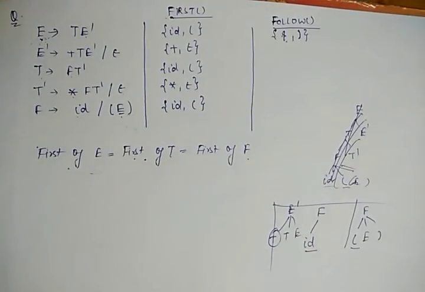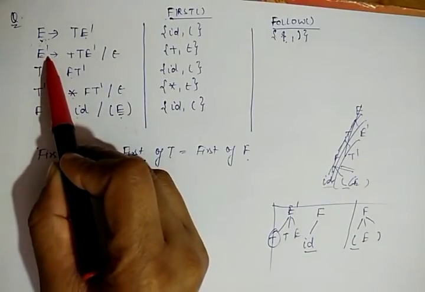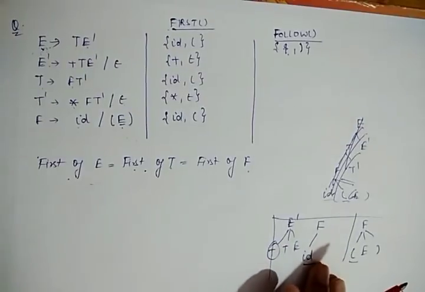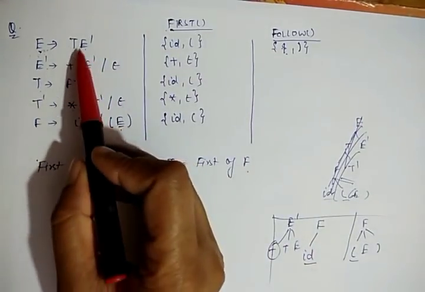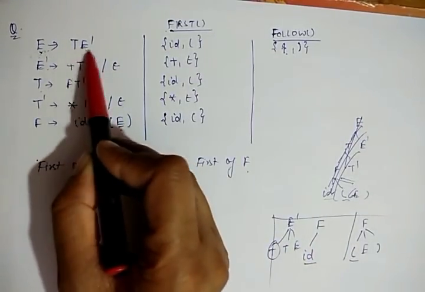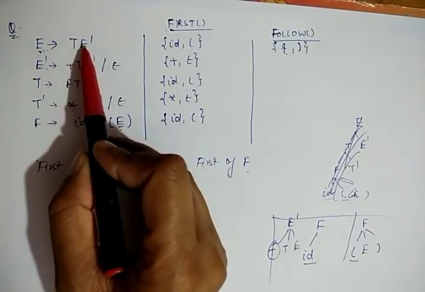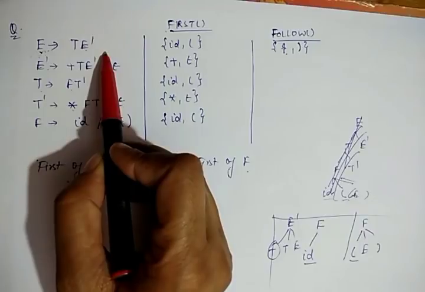Next we have to find out the follow of E dash. What is follow of E dash? Now check where E dash encounters from the starting. If I check here, then E dash encounters here, but this E dash becomes the rightmost element.